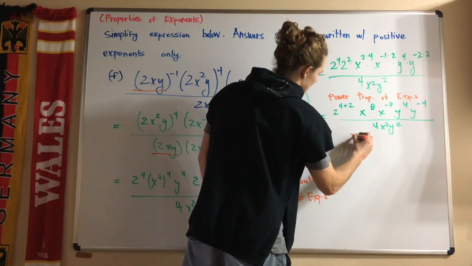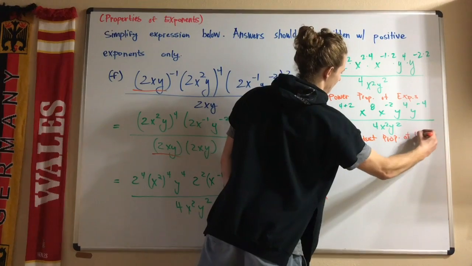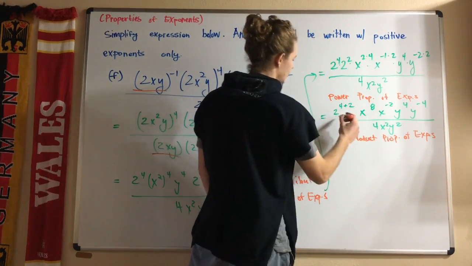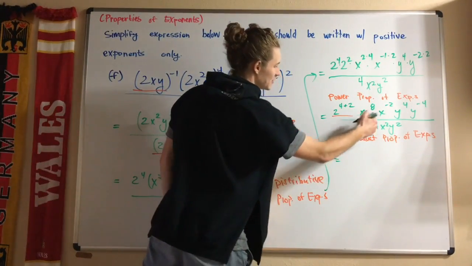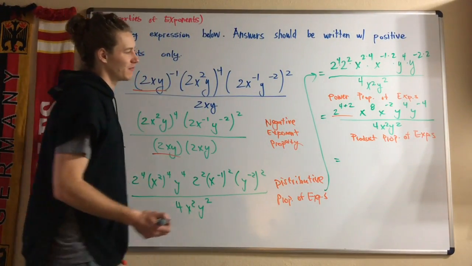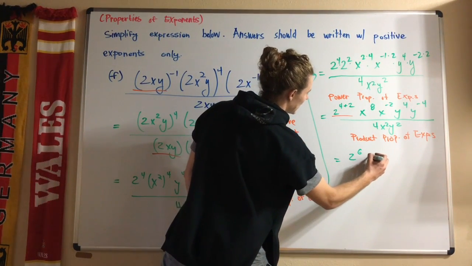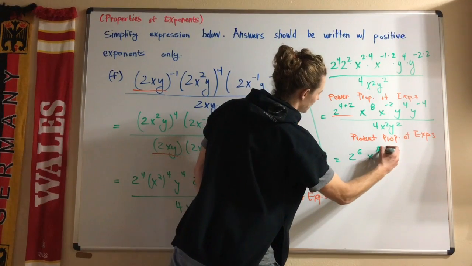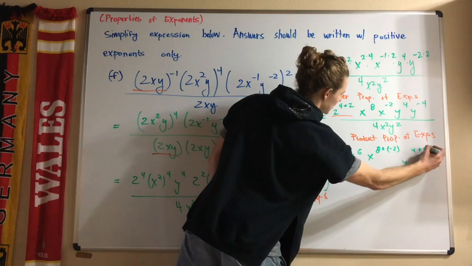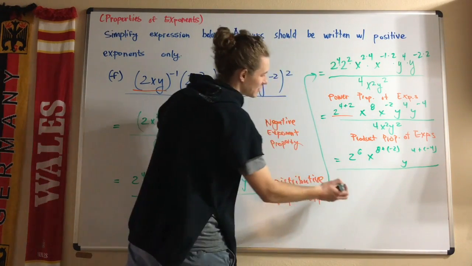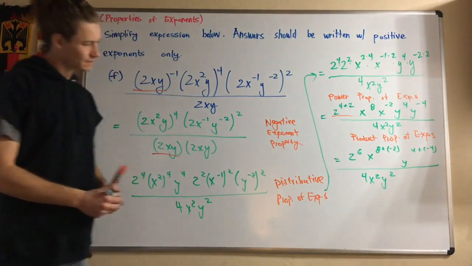The only thing we did there was the product property of exponents on just my 2 to the 4 plus 2. And now I'm going to use it again on this x to the 8 and x to the negative 2, y to the 4th and y to the negative 4. Notice that I have 2 to the 6th, then times x to the 8 plus negative 2, y to the 4 plus negative 4. And we're dividing this all by 4x squared y squared.